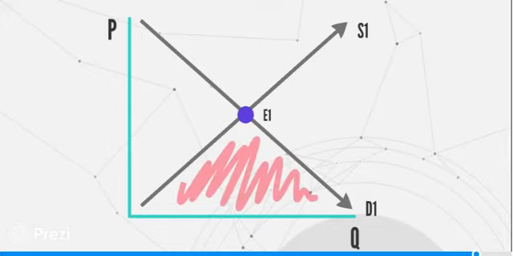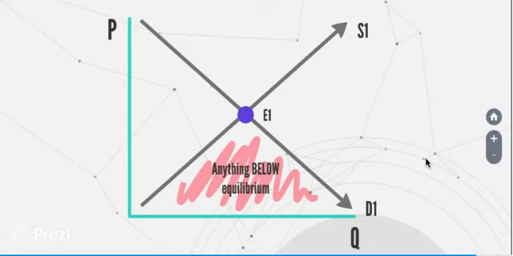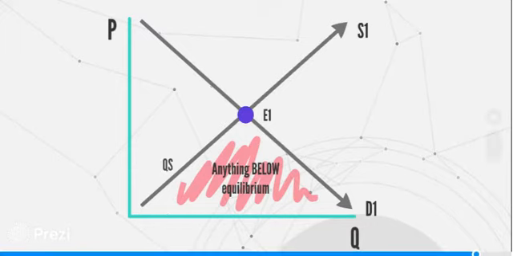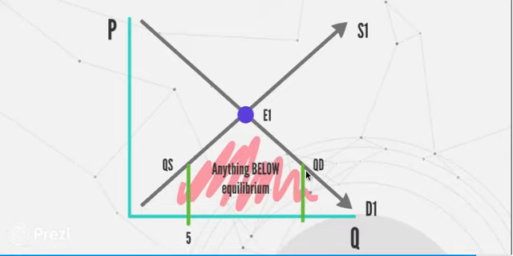All right, anything below equilibrium is known as a shortage. So this time, instead of our supply being too large and our demand being too small, this part underneath equilibrium is on our supply curve, as we can see. So our quantity that is supplied is going to be on the left-hand side of the quantity axis, and our quantity that is demanded is always going to be on the right-hand side. Okay, so it's always going to be larger.